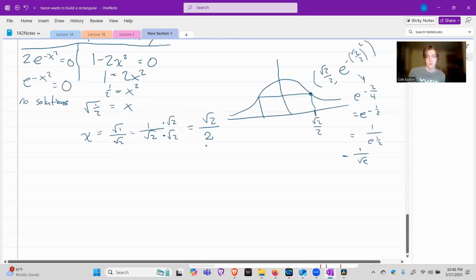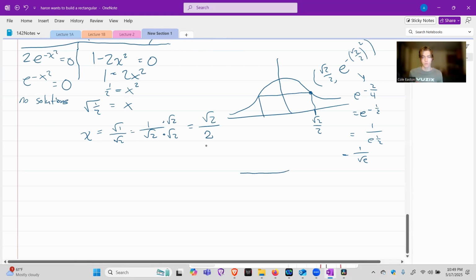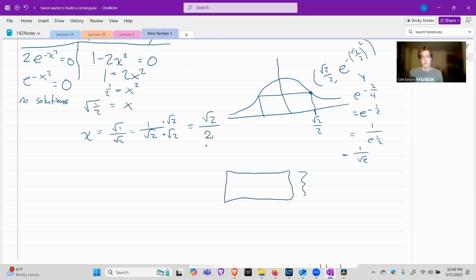Let's actually draw a separate rectangle right here. And so our height here is 1 over root e. Now, I know I just said that we shouldn't have radicals in the bottom of a fraction. So I could do the same thing I did before and say that this is root e over e.